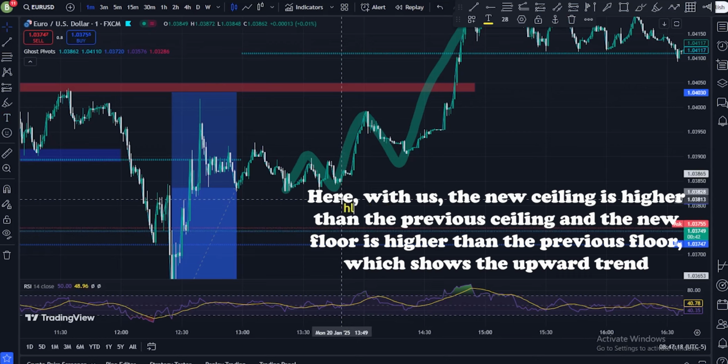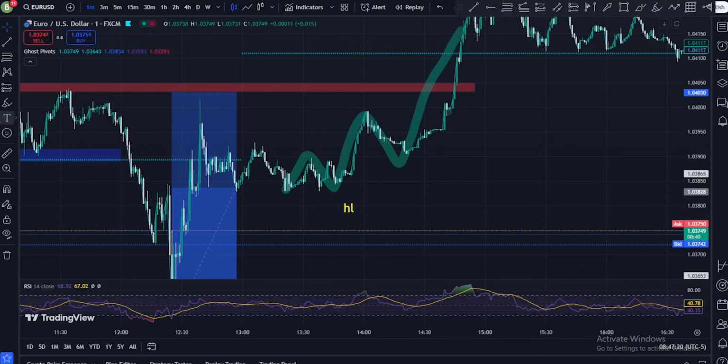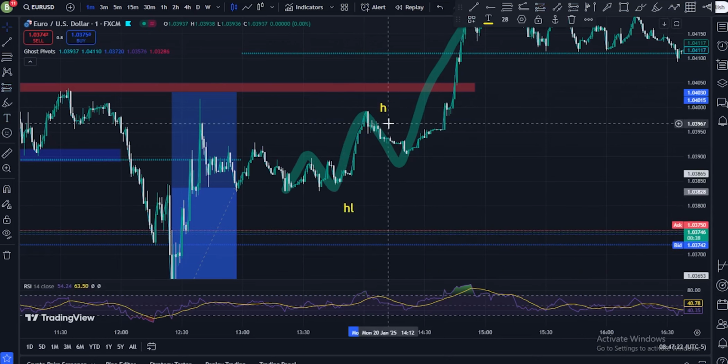Use a risk to reward ratio of at least 1 to 2 to ensure profitability over time.